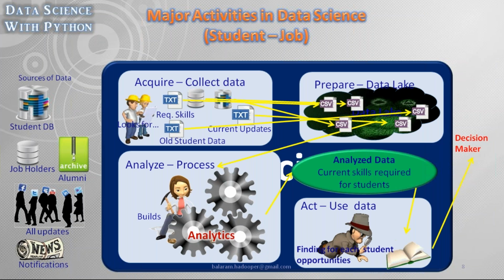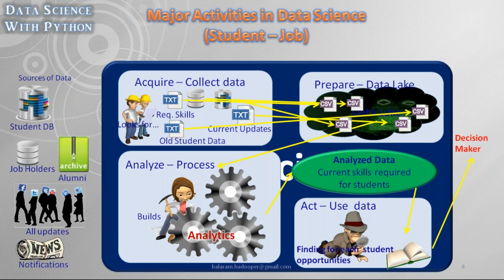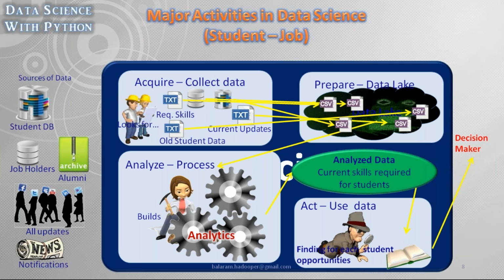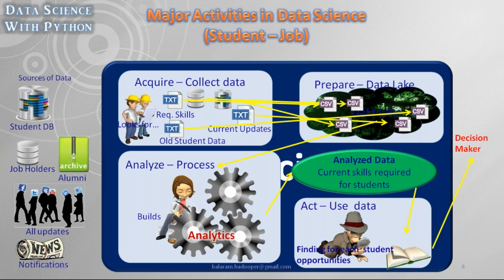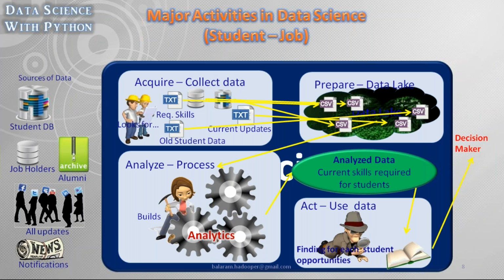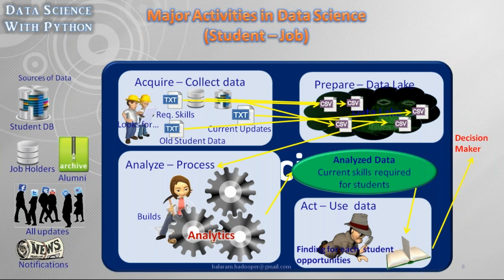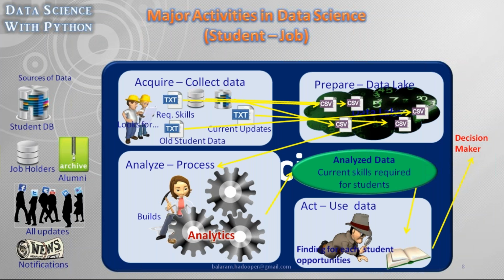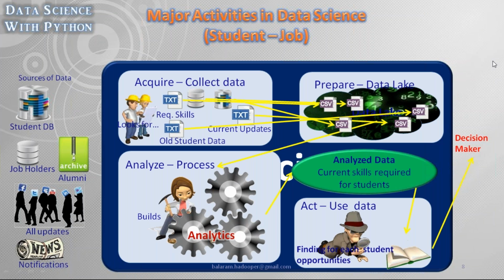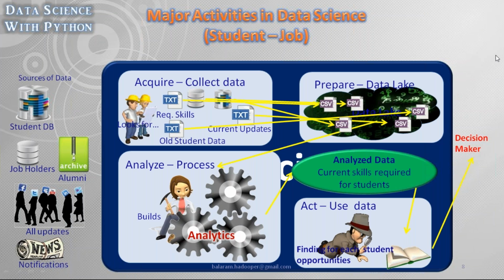So this is the student job analysis using the data science phases. What are the major phases? Acquire, that is collecting the data; prepare, the data lake; analyze, the process; and then act, that is the usage of the data.